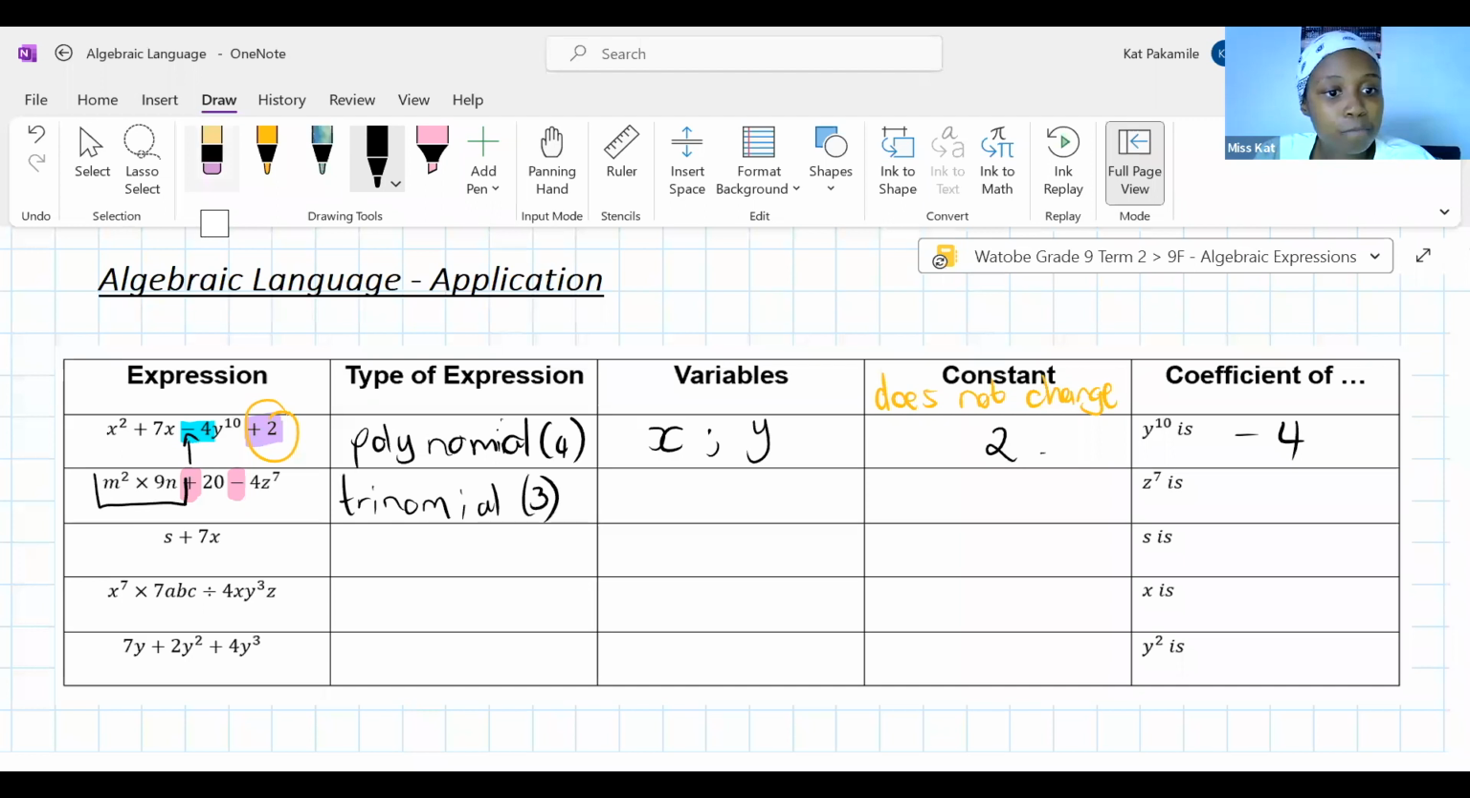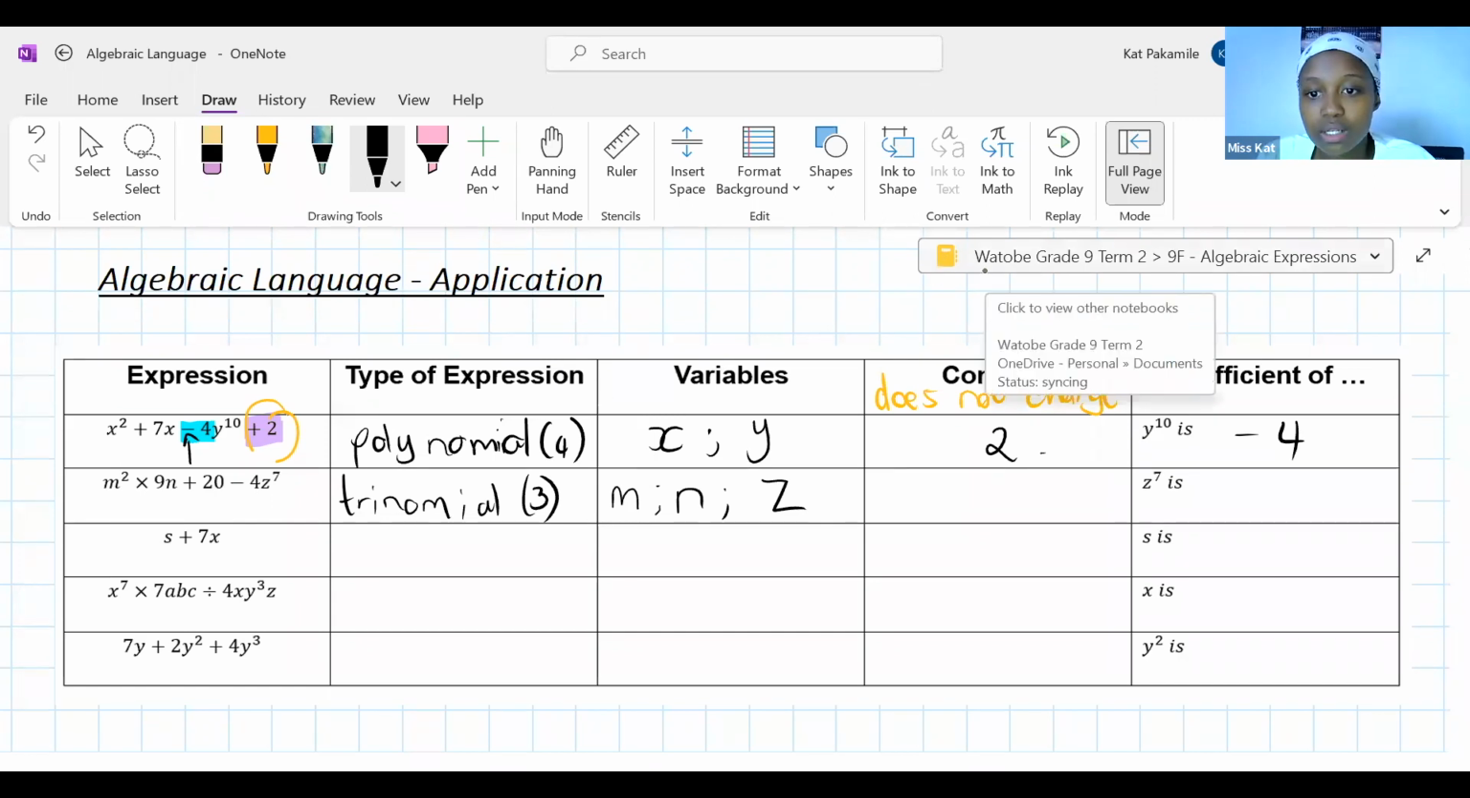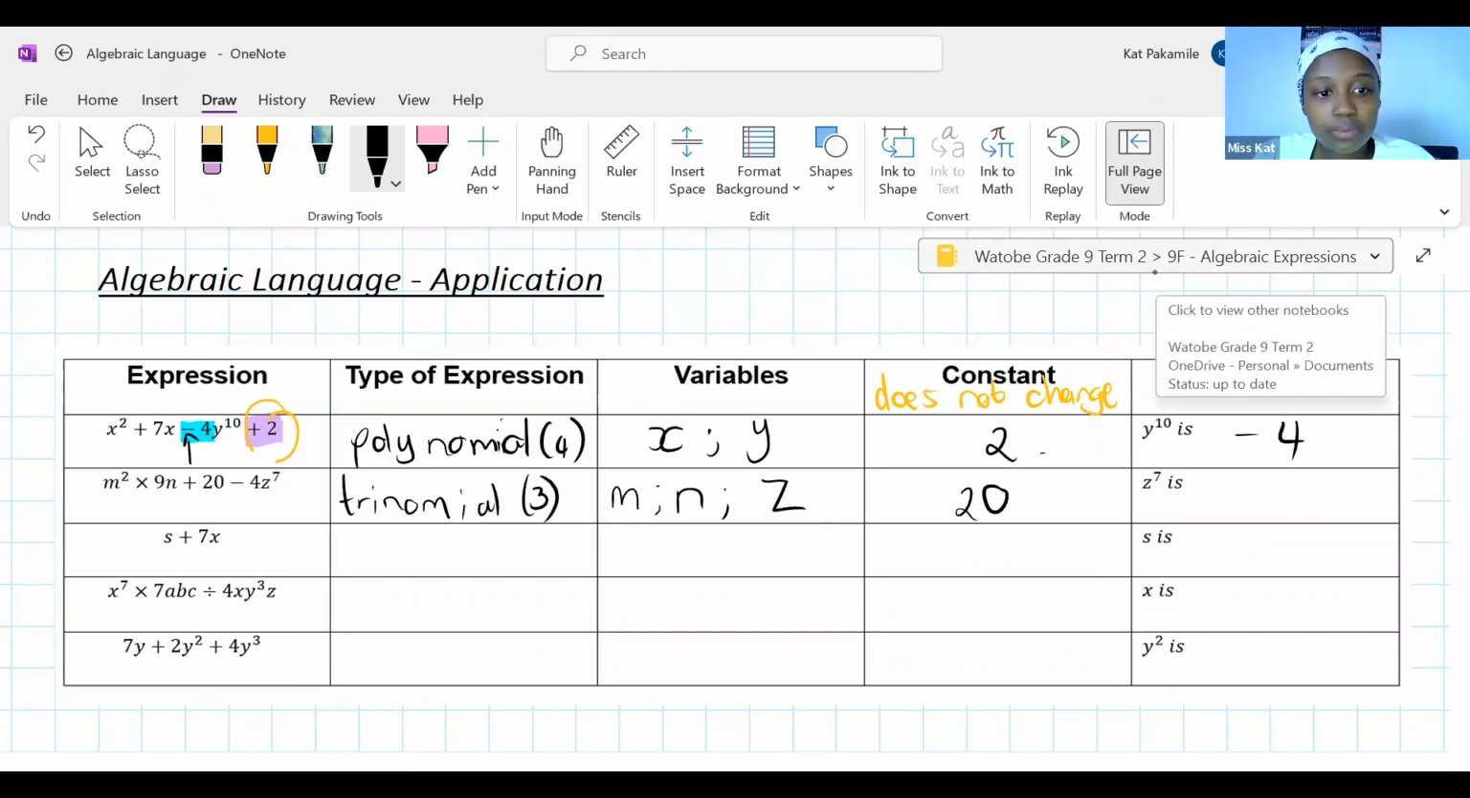And we have M, N, and Z. Thank you. What is the constant in this expression? 20. And what is the coefficient of Z to the power of 7? It's -4, ma'am. Beautiful. Thank you, Chi-Chi. It is -4. Thank you very, very much.